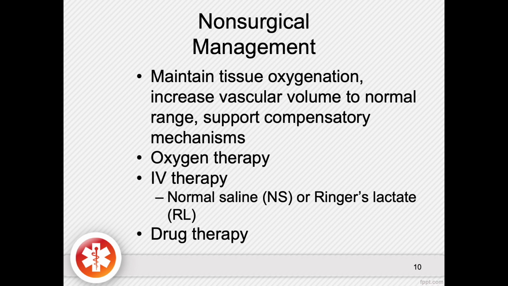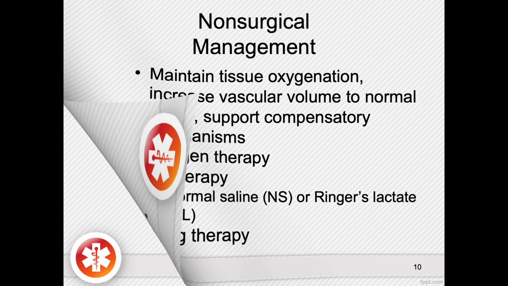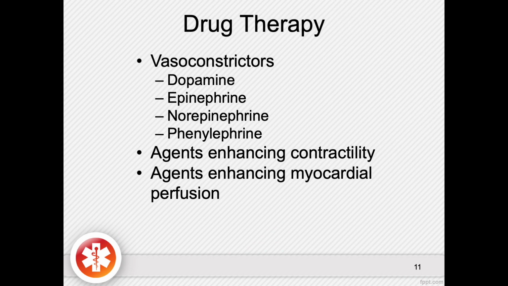Drug therapy can range anywhere from cardiotonic medications for cardiogenic shock, antihypotensive medications for septic shock, and antihistamines and glucocorticosteroids for things like chemical-induced shock. Some of these vasoconstrictors can include medications like dopamine, epinephrine, norepinephrine, and phenylephrine.